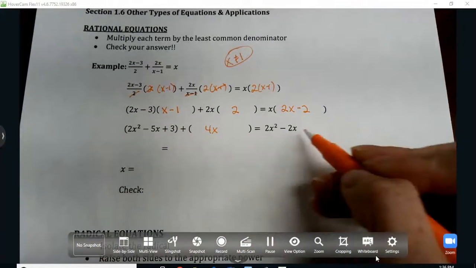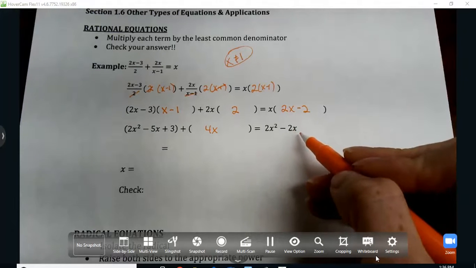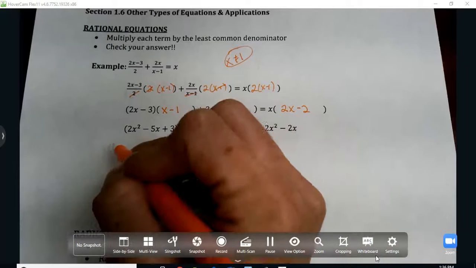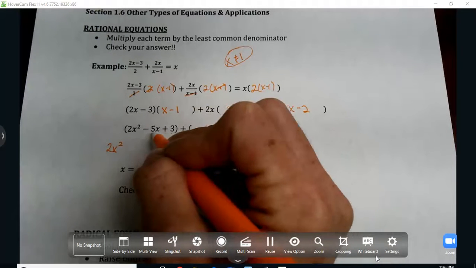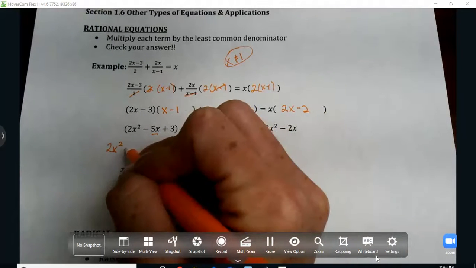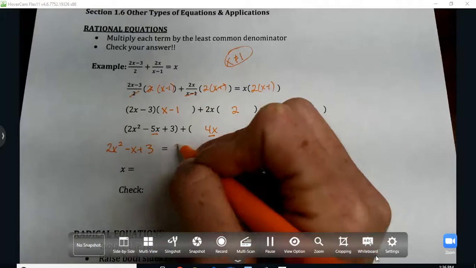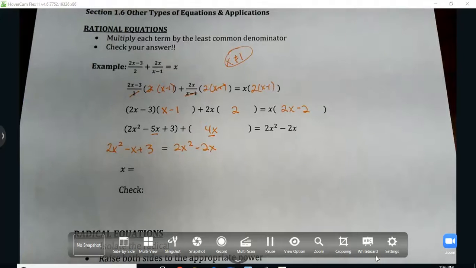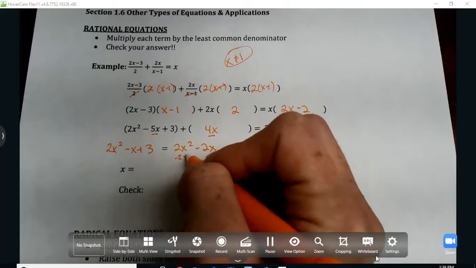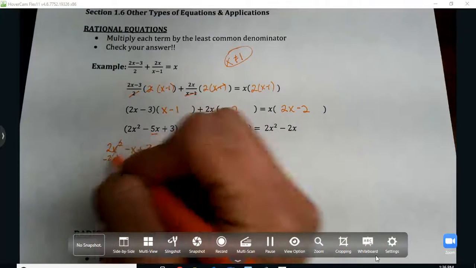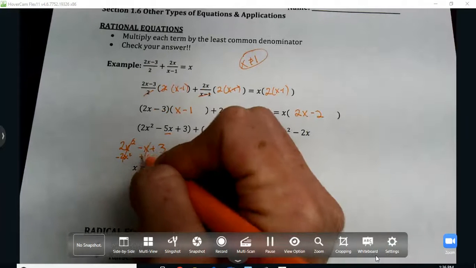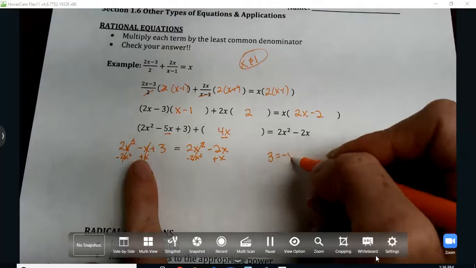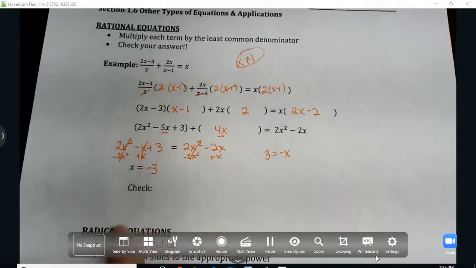Plus 4x equals the 2x squared minus 2x. When we start combining, let's just combine like terms over here. So negative 5x and positive 4x is negative 1x. If I subtract over my 2x squared, what happens? Those cancel. I'm going to add over this x. So I get 3 equals negative x, so x has to be negative 3.